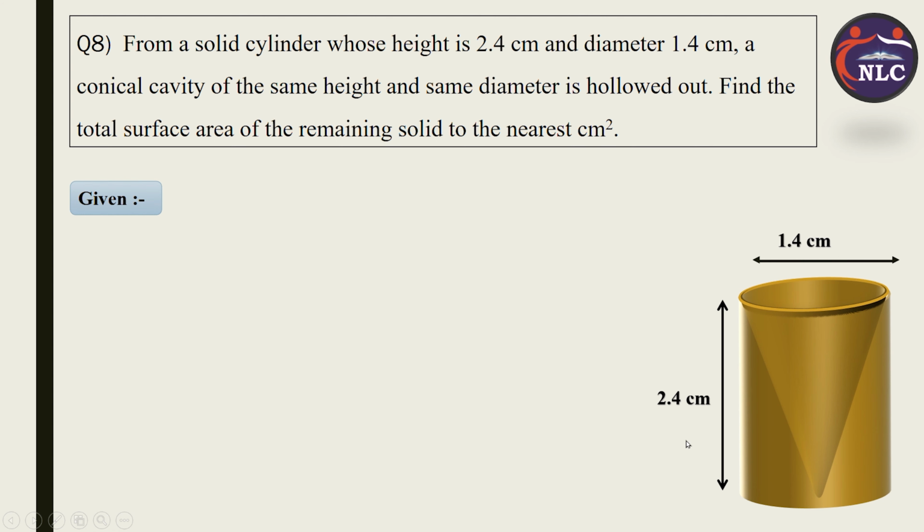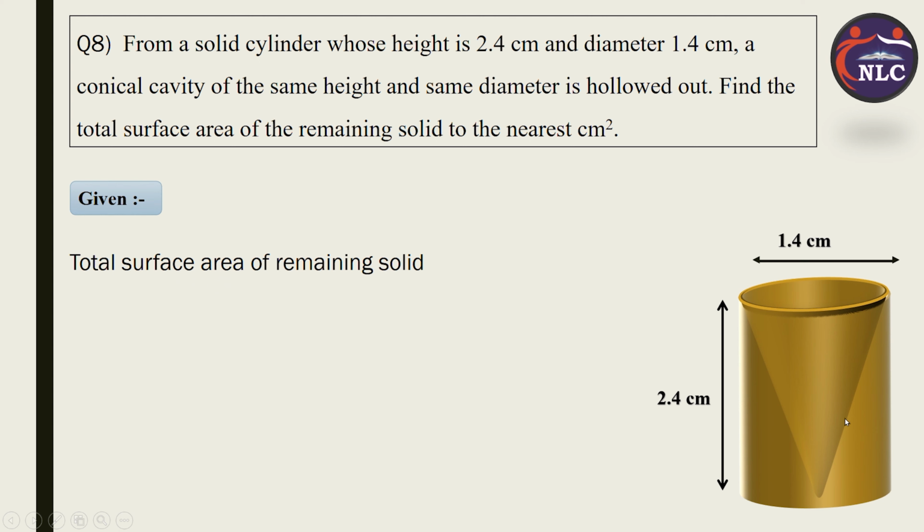Here what is given? A solid cylinder is given. The height of the cylinder and diameter are given, that is 2.4 and 1.4. And from this cylinder, a conical cavity is made such that the height of this cavity and diameter remain the same. Once this cavity is made, we have to find the remaining total surface area of the solid.